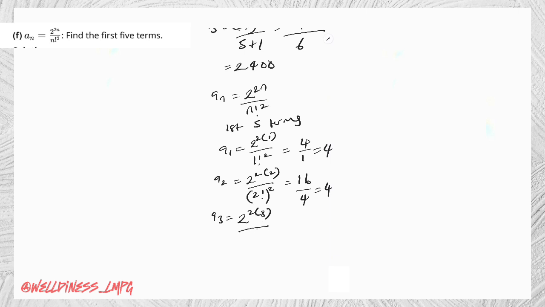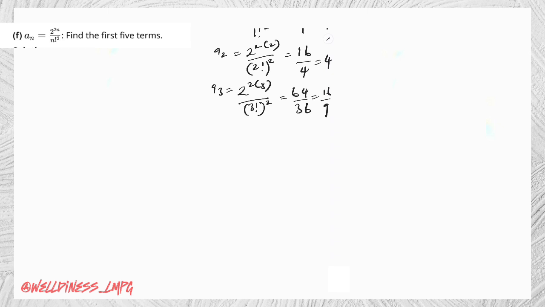Now for our A3, you have 2 raised to power 2 times 3 divided by 3 factorial squared. And 2 times 3 will give you 6. And 2 raised to power 6 is going to give you 64. And 3 factorial squared is the same thing as 2 times 3 is 6 squared, and 6 times 6 is 36. So 64 divided by 36 will give you 16 divided by 9.